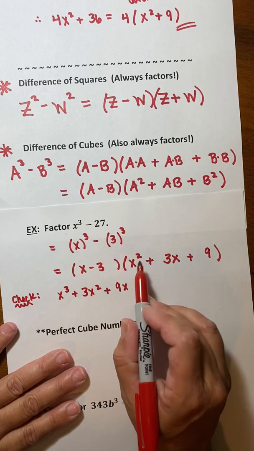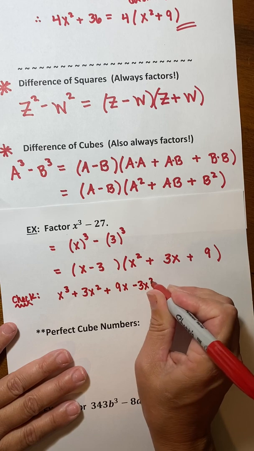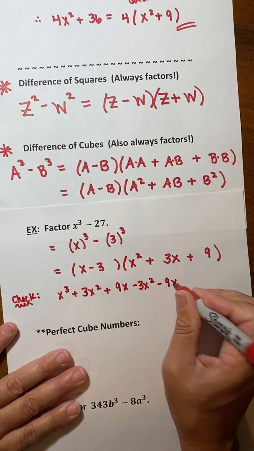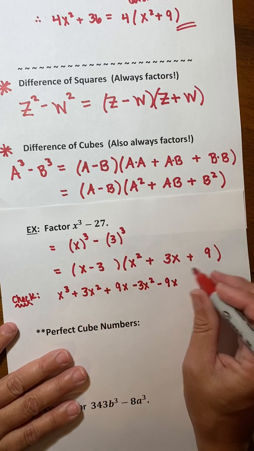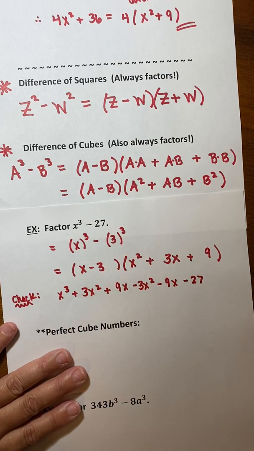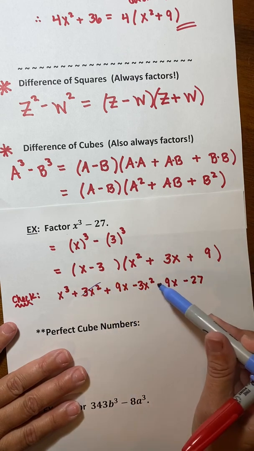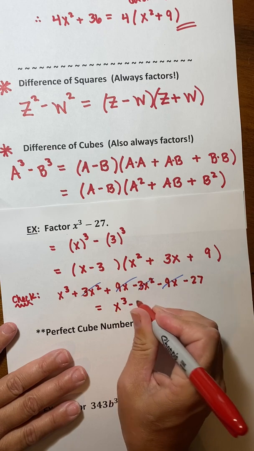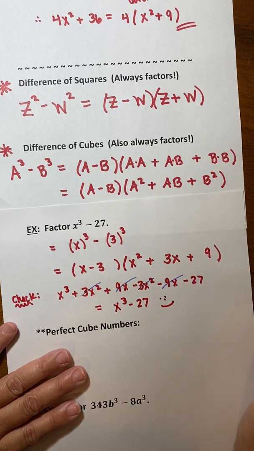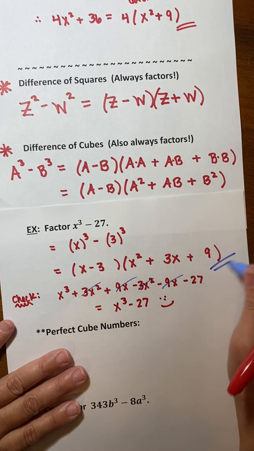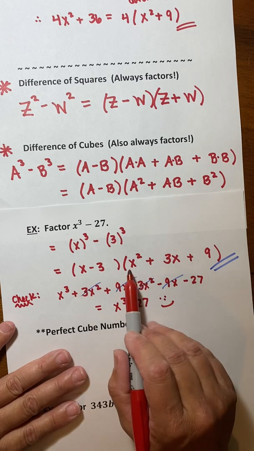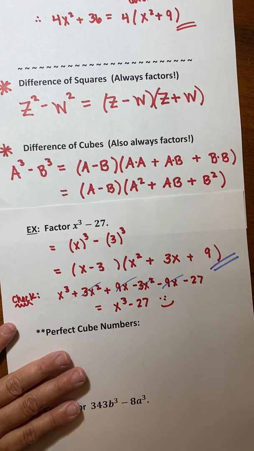Then minus 3 times x squared, minus 3x squared. Minus 3 times plus 3x, minus 9x. And then minus 3 times positive 9, minus 27. Notice everything in the middle cancels out, and all that's left is x cubed minus 27, which is what we started with. So this would be my final answer. X cubed minus 27 factored completely is x minus 3 times x squared plus 3x plus 9.